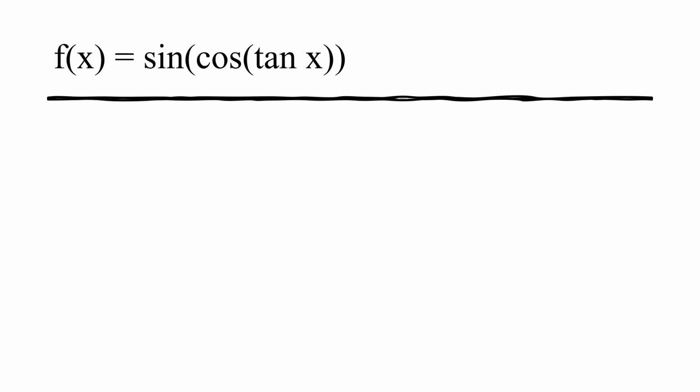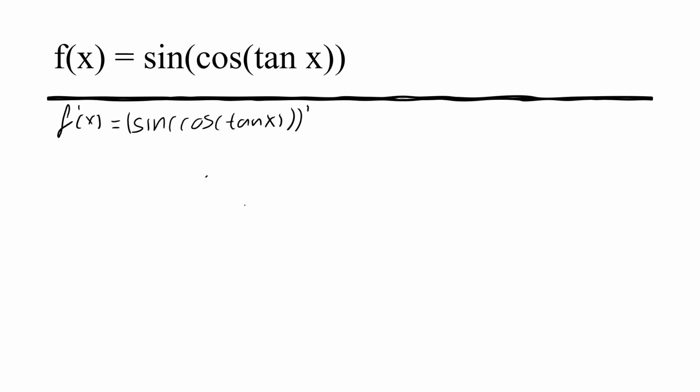So this equation is f of x equals sine of cosine of tangent x. So here we need to apply the chain rule, but the crazy thing is we need to use it twice. So we'll start off by f prime of x equals sine of cosine of tangent x, and we're trying to find the derivative of that.